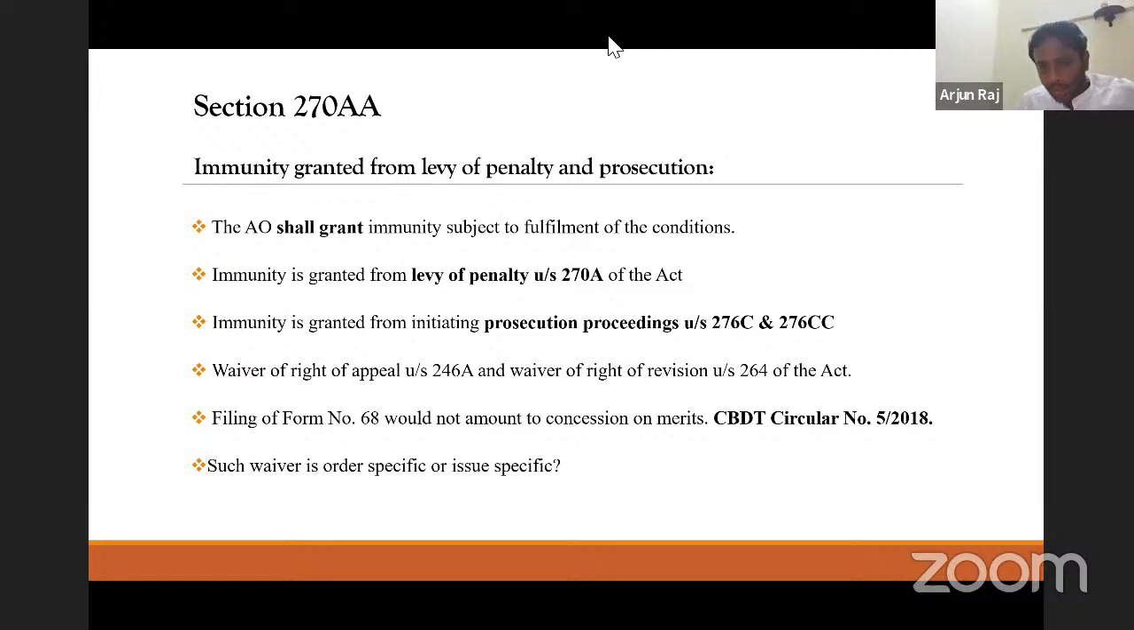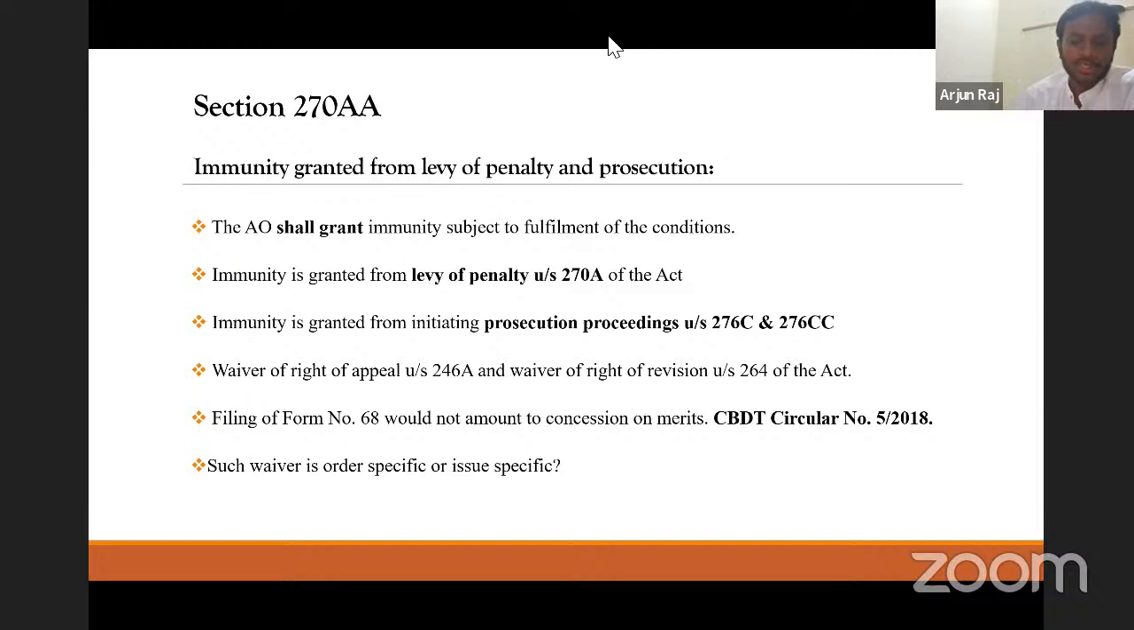Next, another interesting circular issued by CBDT is with respect to this settlement being done under this Form 68. They have categorically stated that just because I have furnished this Form 68 on a particular issue for a particular year, that would not amount to concession on merits or giving up the right on such addition for the other years. The similar addition made for the other years, I can independently file an appeal and I can object to it. The Department of the Revenue cannot cite the earlier year filing of Form 68 to conclude that the assessee has accepted the addition.